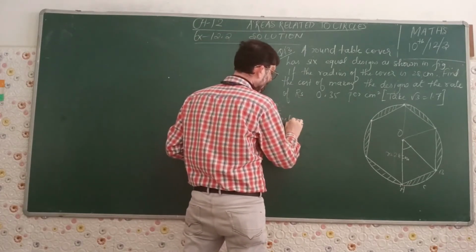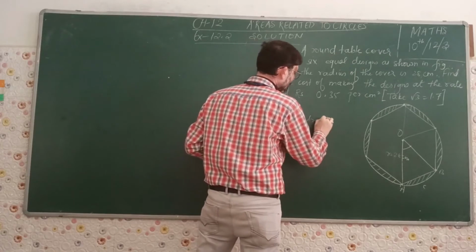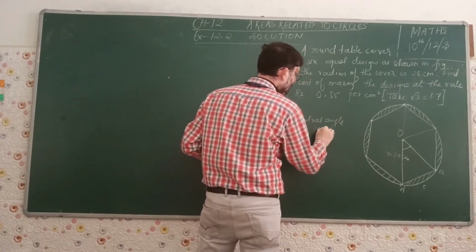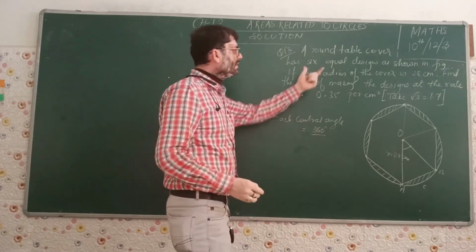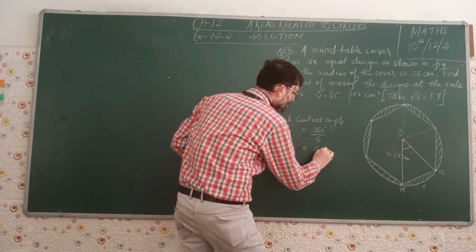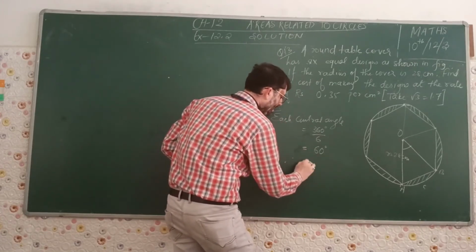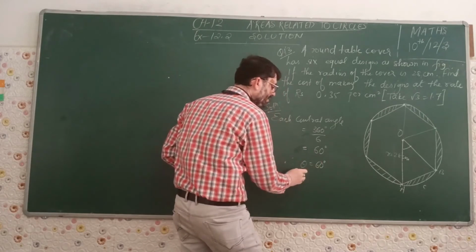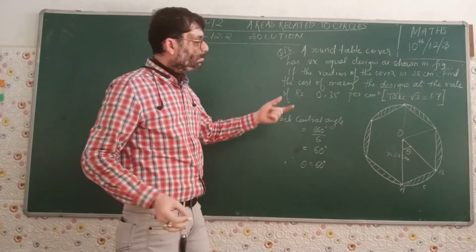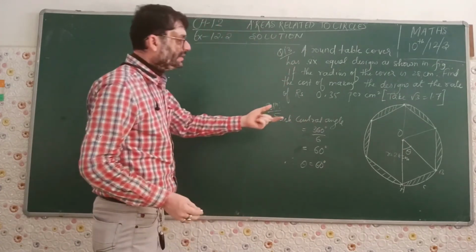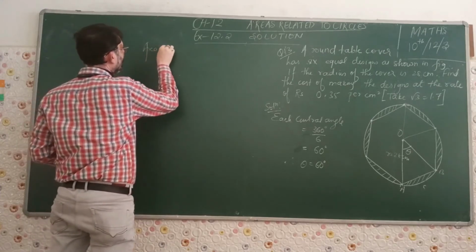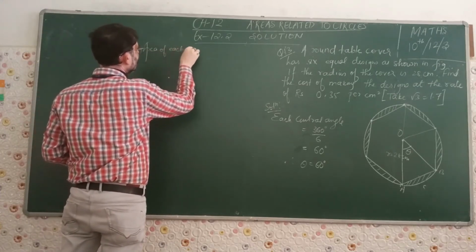So each central angle is equal to 360 degrees divided by 6 equal designs. It was mentioned, so it is divided by 6. So this is 60 degrees. Therefore, we can say our theta is 60 degrees. Which theta? This theta. That is the central angle for our sector. Let us find the area of one design. Now we can find the area of each design.